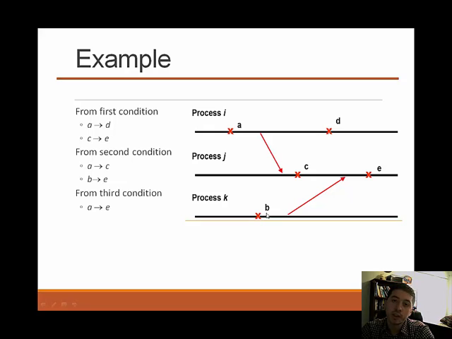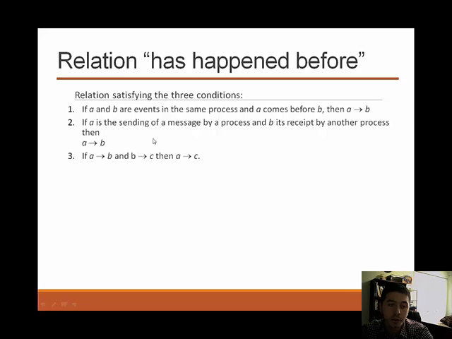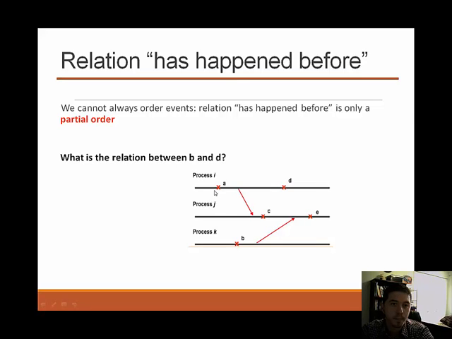Now we are interested to see the relationship of those events between each other. Well, from the first condition, we can say that A happened before D, because we can obviously see that A happened before D in the timeline of process I. We can also say that C happened before E in process J. Now, from the second condition, we can see that A sends a message to process J, and process J is the receiver. So we can also say that A happened before C, because A is the sending event and C is the receiving event. And from the third condition, A happened before E.